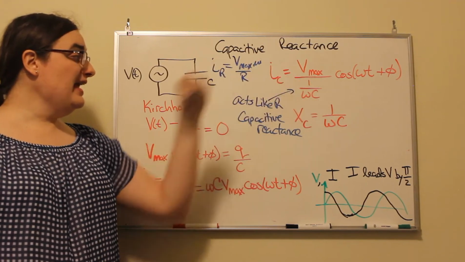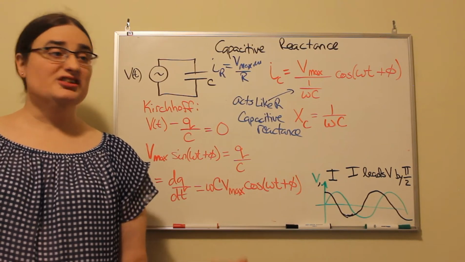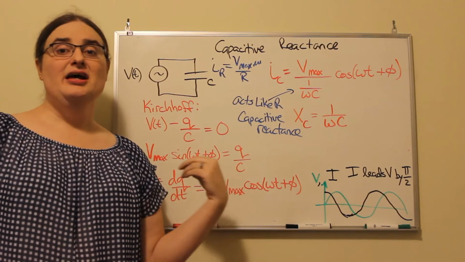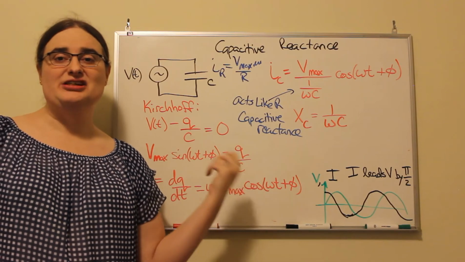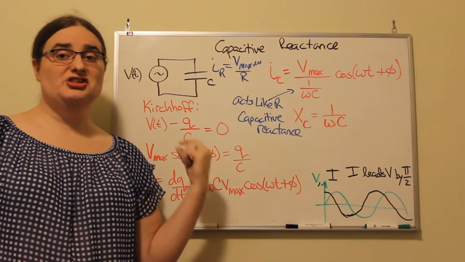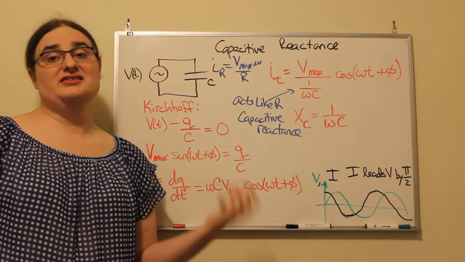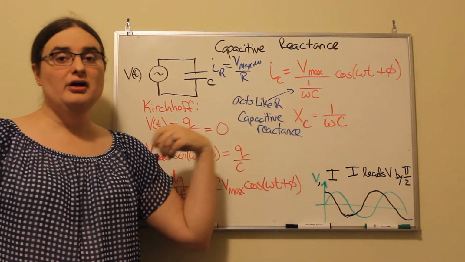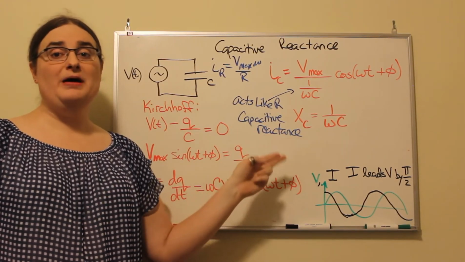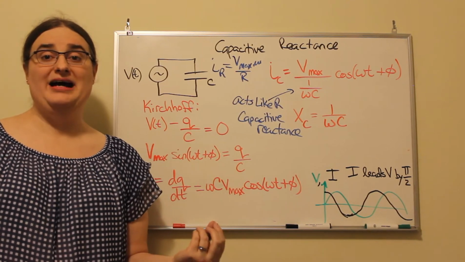So it behaves like resistance, it has units of ohms, just like resistance, but we call it capacitive reactance because it's how the capacitor is responding to the changing potential difference applied to that capacitor. And the capacitive reactance is equal to 1 over the angular frequency of our power supply, 2 pi times our frequency in hertz, times the capacitance of our capacitor.